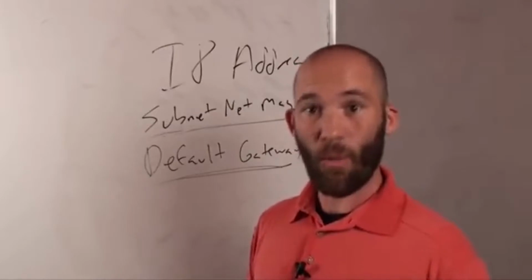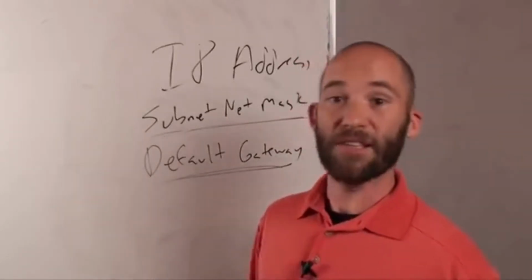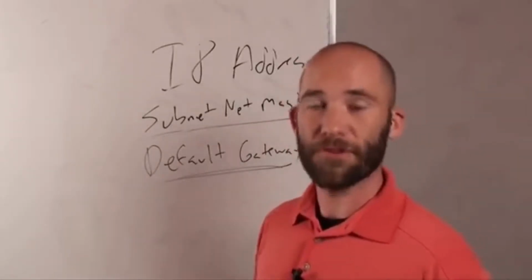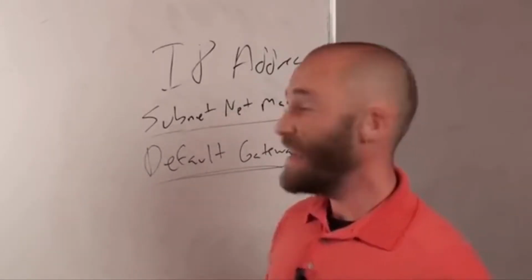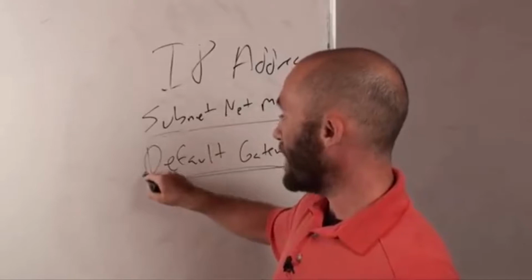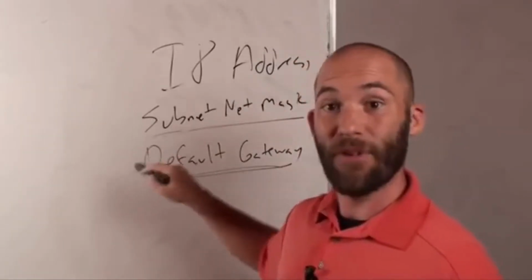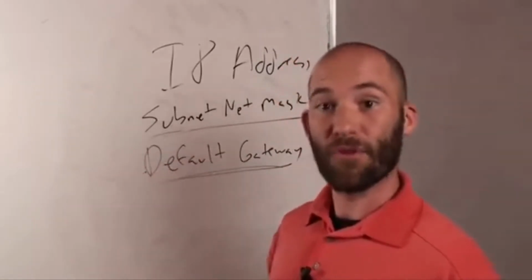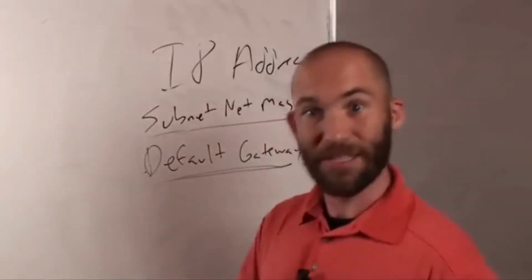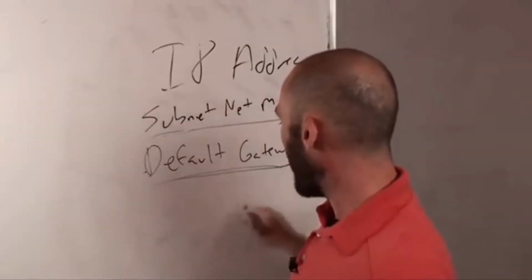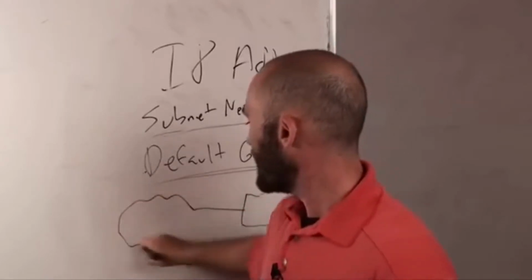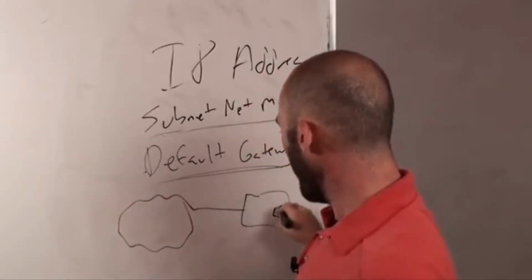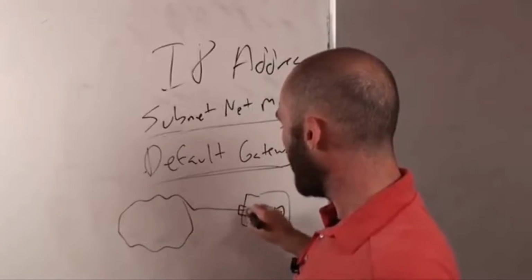Let's say it's looking for a website or a server. It's going to look at the local network first. If it can't find that computer or device on the local network, it will then go to the default gateway and ask the default gateway to find that computer or device on whatever else is on the other side. So basically, you have your office here and you have the internet out here. You have your computer and you have your router.